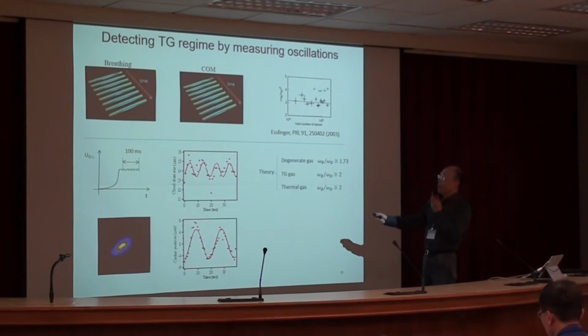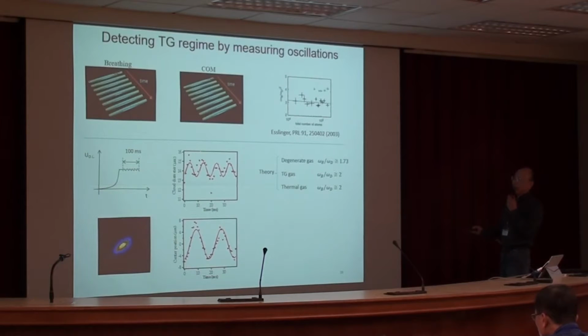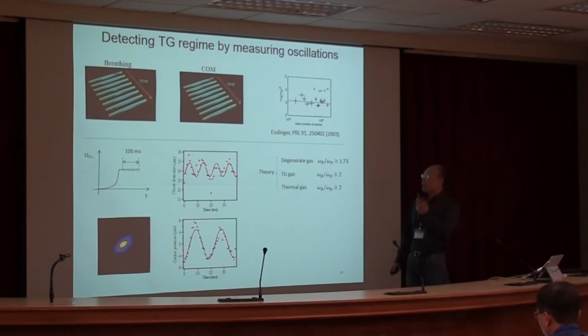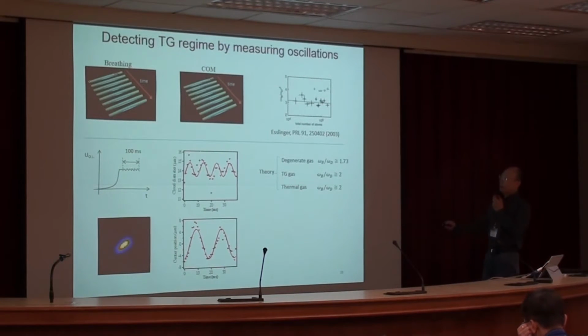If the particles are free and independent, then the ratio between the breathing and the common mode frequencies will be exactly 2. But in the superfluid regime, where you have a condensate or quasi-condensate, the ratio will be less than 2. In the TG gas, you have an incompressible gas, and the ratio will again approach 2, which was demonstrated in this paper. And we also try to do that. This is the center of mass mode, and this is the breathing mode.